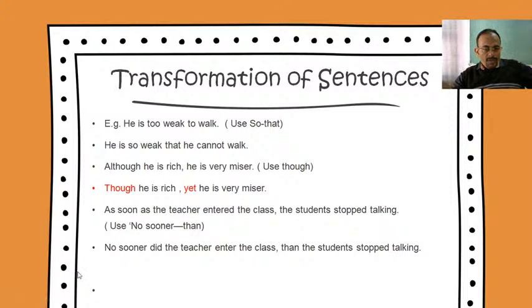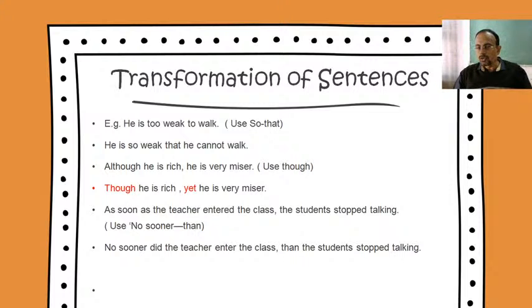So if you convert it with no sooner than, it should be no sooner did the teacher enter the class than. Always remember the second part, after the comma, we have to use than. So no sooner did the teacher enter the class, than the students stopped talking.